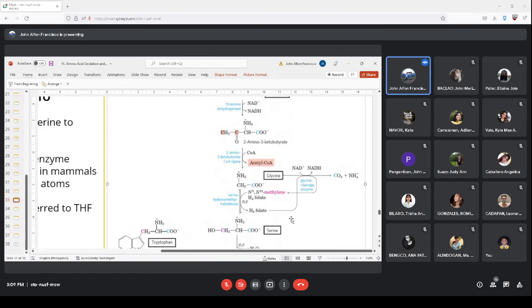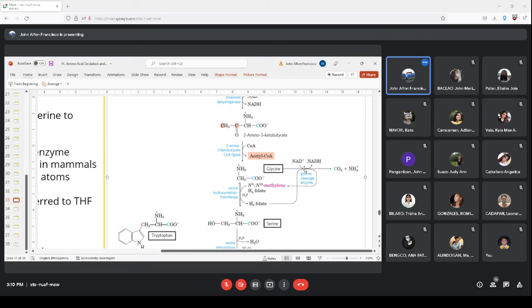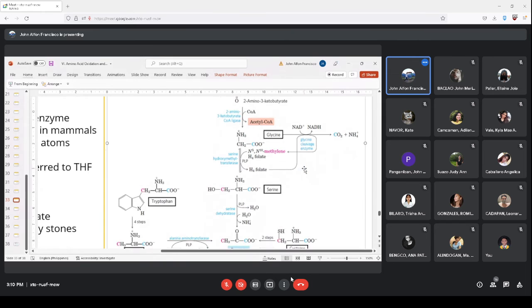Okay? Glycine, there are steps that I can't include, that will be involved. Glycine is just a hydrogen. So it will cleave to form carbon dioxide and ammonia by a simple oxidation process. Okay?